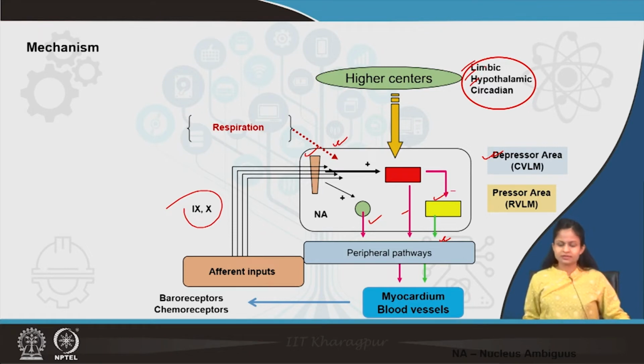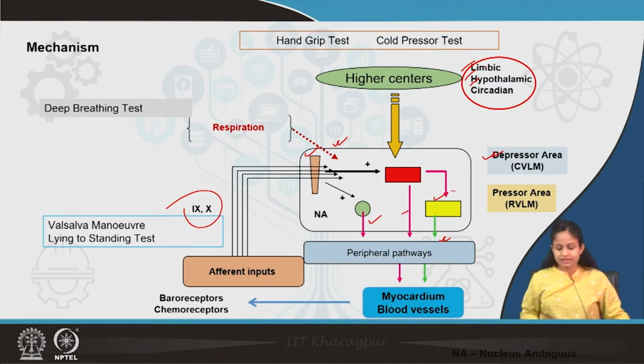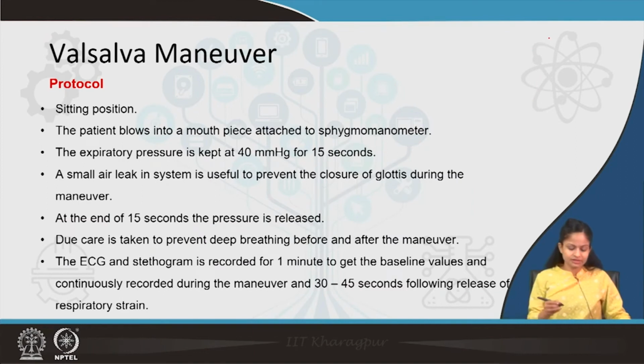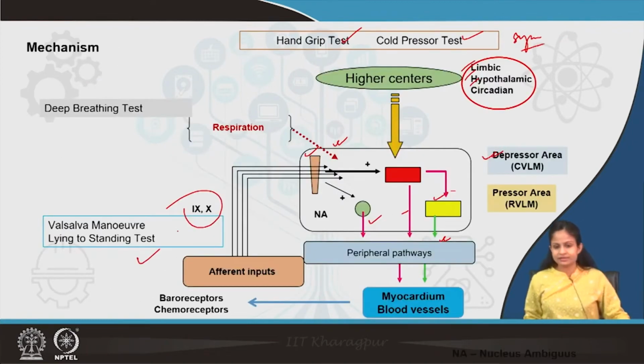So, based on this whole scenario, we have different types of tests. The hand grip test and the cold pressor test generally test the sympathetic domain, because there is a higher center which also acts in this case. The deep breathing test usually acts for the respiration, and the Valsalva manoeuvre and the lying to standing test usually stress the parasympathetic domain.